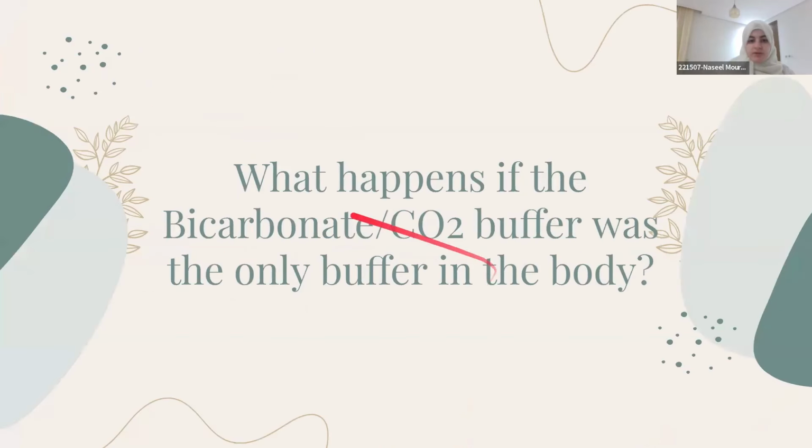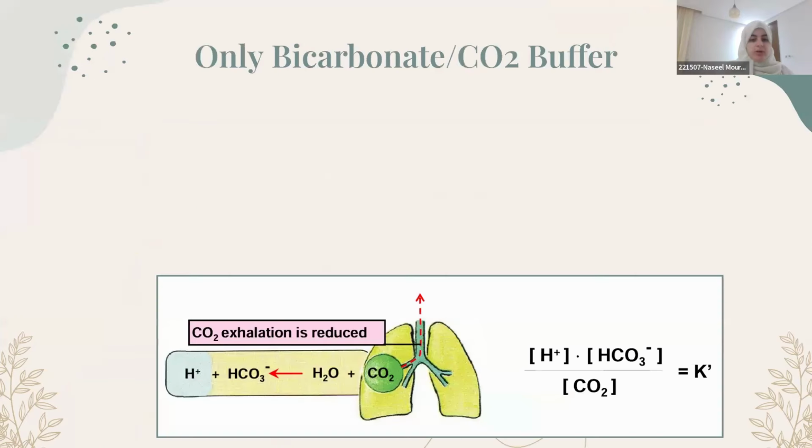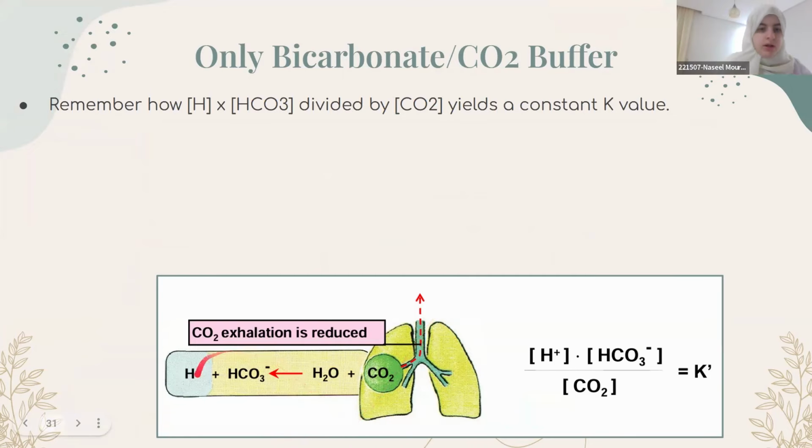Okay, now what happens if the bicarbonate CO2 buffer was the only buffer in the body? Now, I did give you a hint a while ago that this buffer is not enough and you need others. But let's say theoretically, what happens if this is the only buffer in the body? So, remember how we have the hydrogen and the bicarbonates. Okay, these are the products. So we have them over here. Hydrogen times bicarbonate over CO2 gives you a constant value of K.